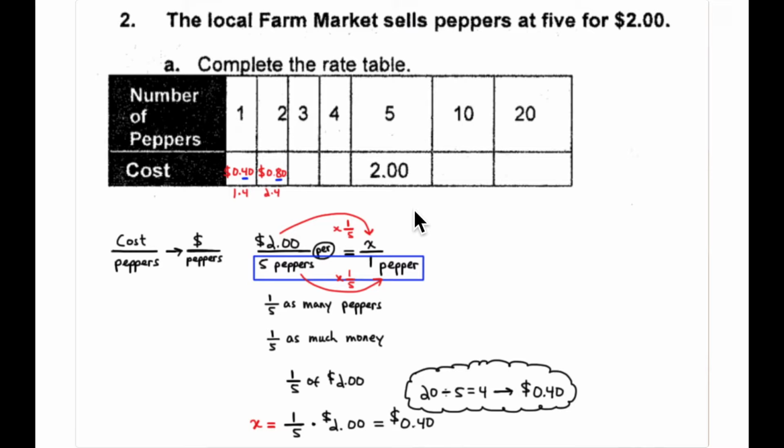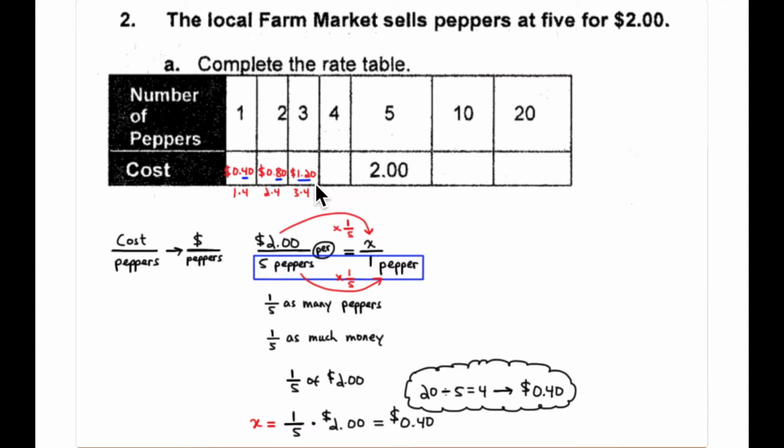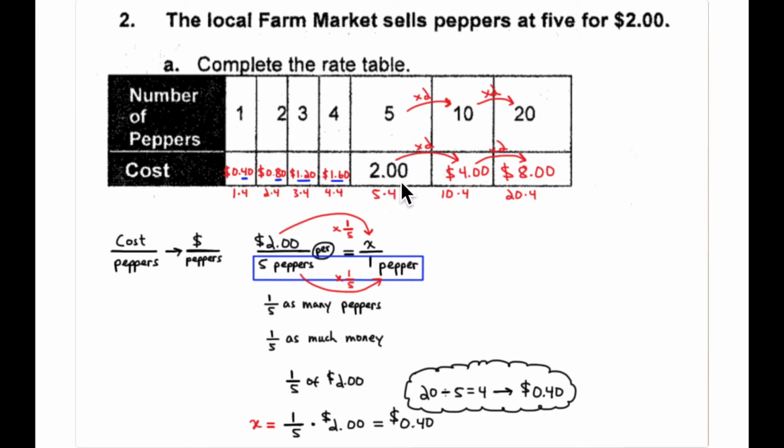Once I have that unit cost or unit price, then I can calculate the remainder of this table. So 2 times 40 cents is 80 cents. 3 times 40 cents is $1.20. 4 times 40 cents is $1.60. Here's 5 times 40 cents, which is the $2.